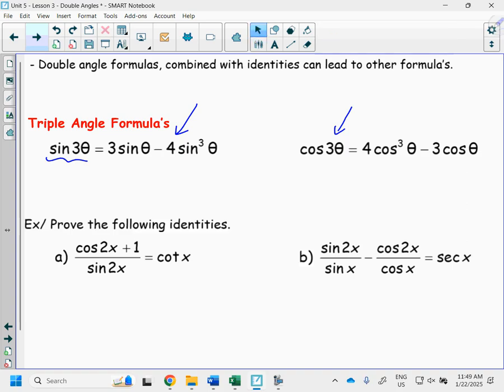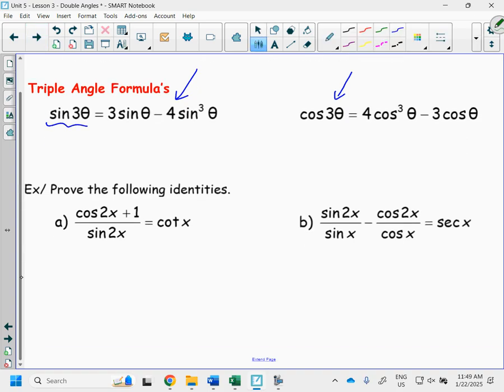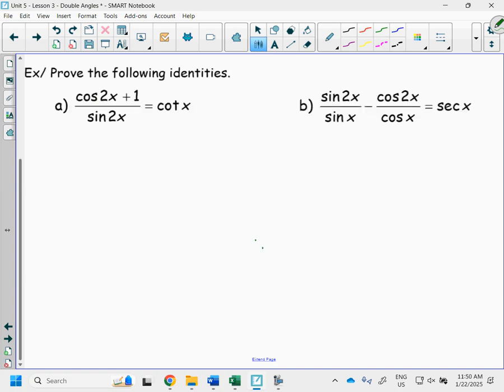Okay, last idea. We can actually prove things that involve double angles. Tricks for us: get rid of double angles. They make things more complicated. So just like before, left side, right side, work on the complicated side. On the left side of this one, I say, hey, there's some double angles in there. So let's get rid of those.